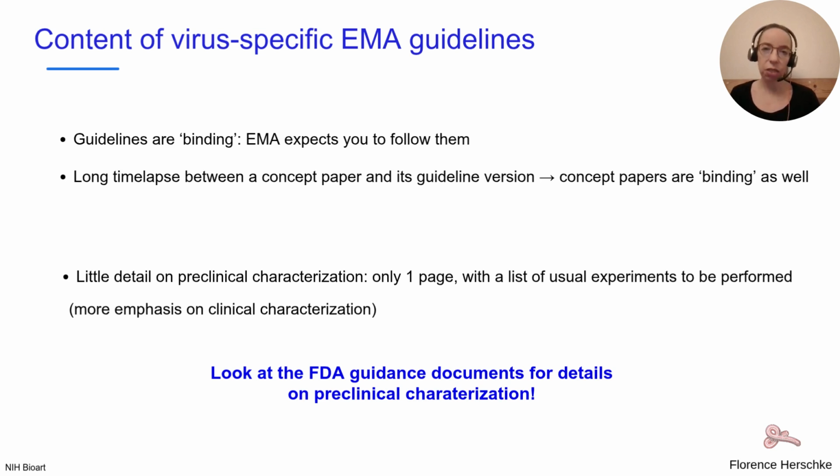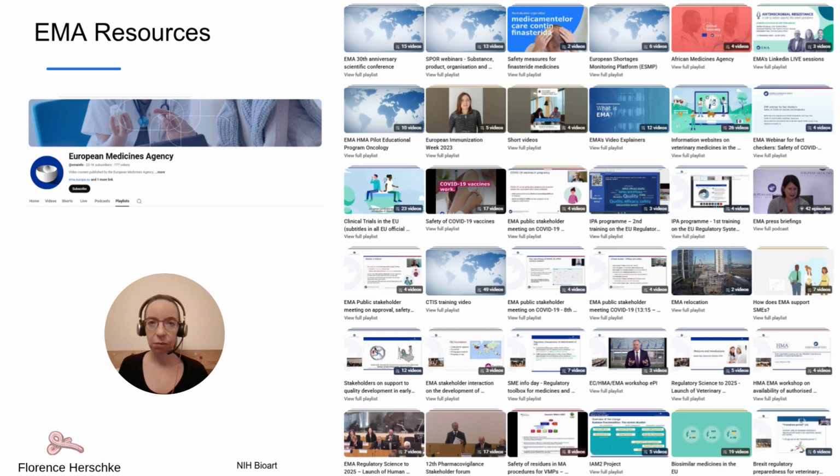This advice is true for all other agencies outside of FDA. So basically only the FDA has a very detailed preclinical characterization of antivirals document. All the other ones, be it UK, China, Japan, Australia, Austria, whatever you want to think of, they don't have that level of detail. So look at the FDA document, I guess, is my main message.